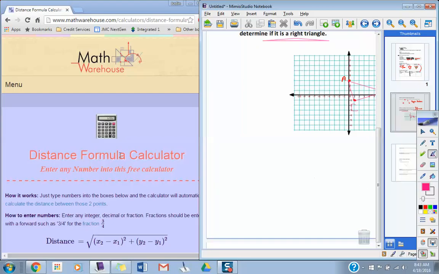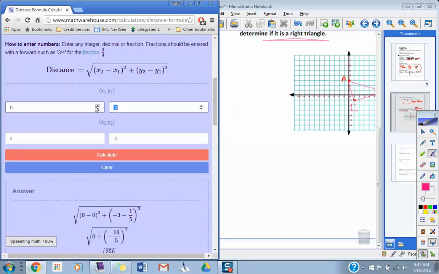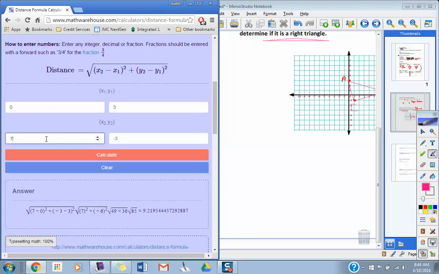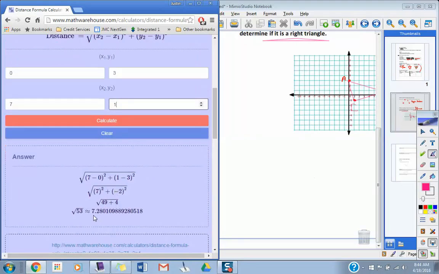So, you guys, let's find the distance from A to B first. I'm going to go ahead and type in my first point. My first point A, what was the coordinate of A again? 0, 3. And then how about my B? What was the coordinate of B? Was it 7, 1? Yes. It looks like we get a distance of about how much there, guys? 7 point, we'll round to 7.3, right? Sure. All right, 7.3.